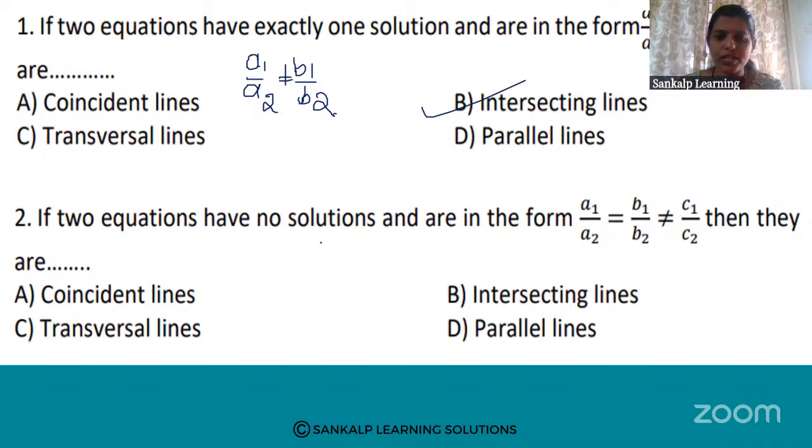If two equations have no solutions and are in the form A1 divided by A2 is equal to B1 divided by B2 is not equal to C1 divided by C2, at this condition, how are the lines? Then they are coincident lines or intersecting lines or transversal lines or parallel lines. Yes, how will the lines be? Lines are parallel. Okay.